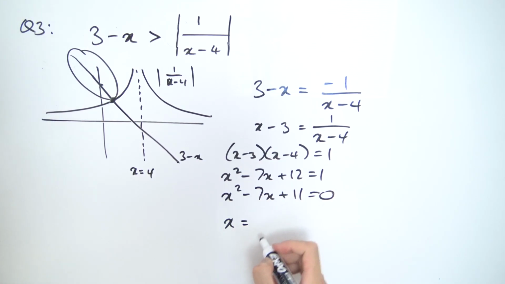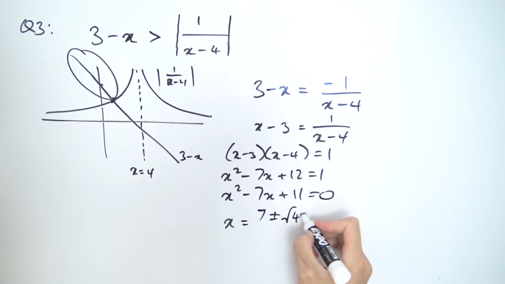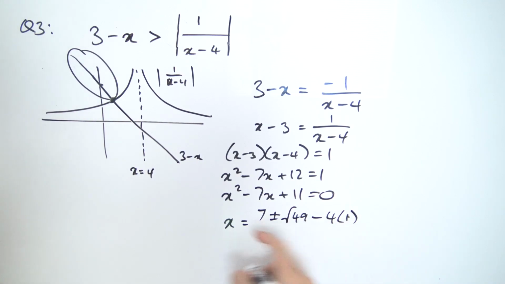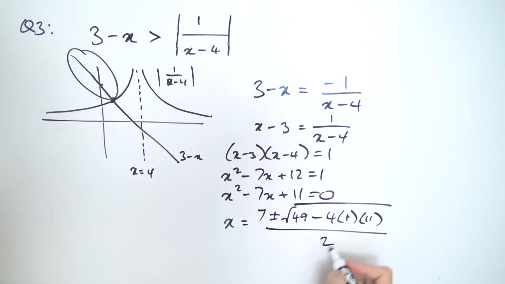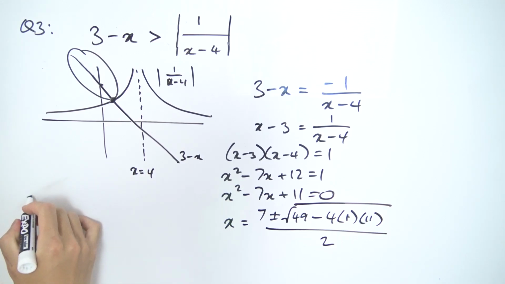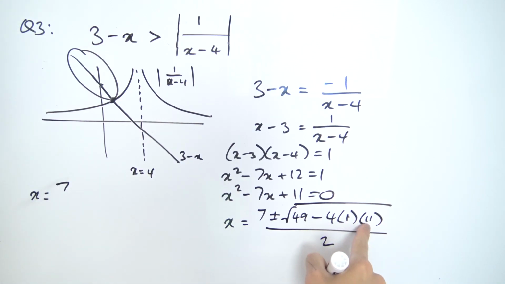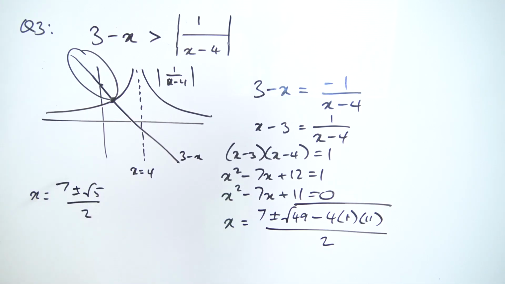So x is equal to minus b, which is 7, plus or minus the square root of b squared, which is 49, minus 4ac. So 4a is 1, and c is 11, like so. This is divided by 2, so 2a. Let's go over here now. So now we have that x is equal to 7, 4 times 1 times 11, that's 44. 49 minus 44, that's 5. So 7 plus or minus the square root of 5 over 2.